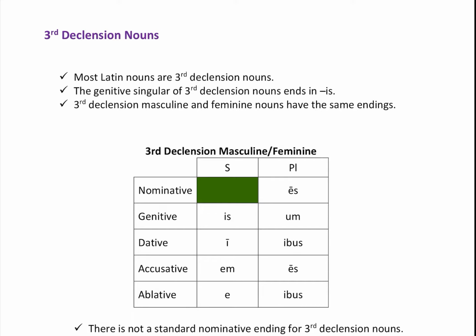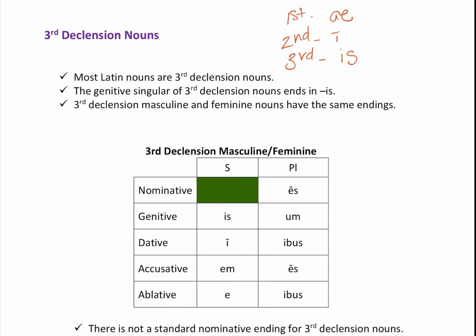The easiest way to know what declension a noun belongs to is, of course, which I've told you before, is to look at the genitive singular. So if you were to look at first declension, the genitive singular ends in AE. Second declension nouns, both masculine and neuter, end in an I. Third declension nouns, as you can see from the chart before, masculine, feminine, and then later we'll find out neuter, the genitive ends in IS. Easiest way to tell.